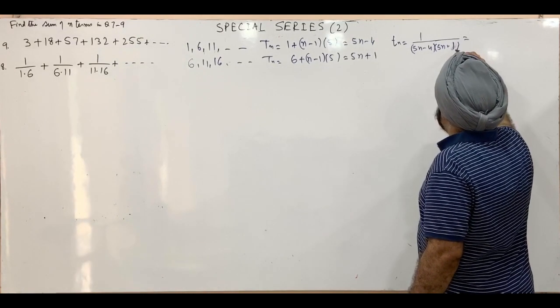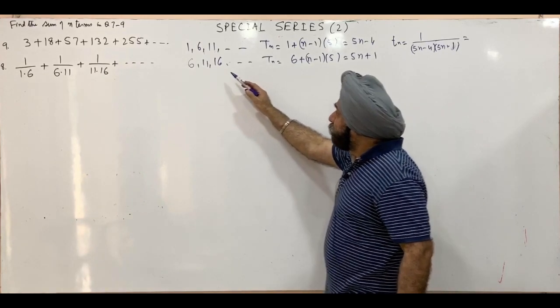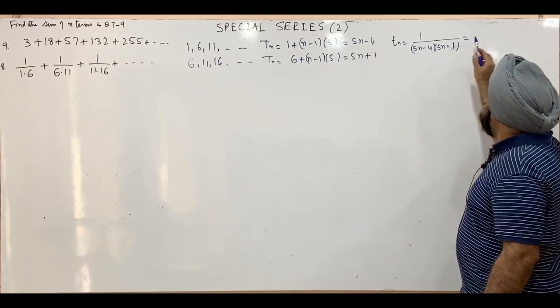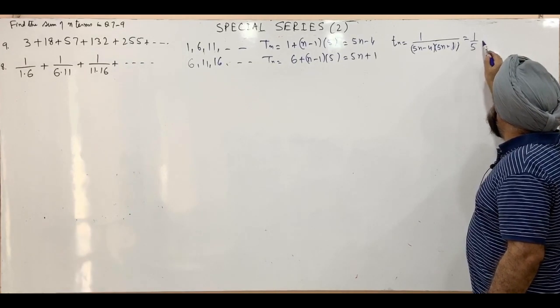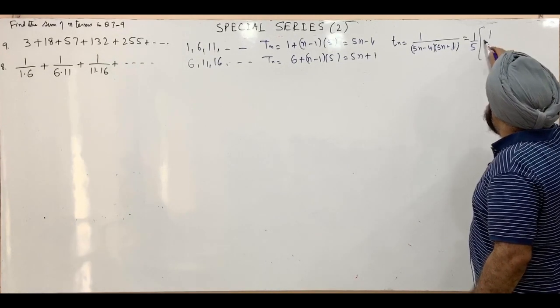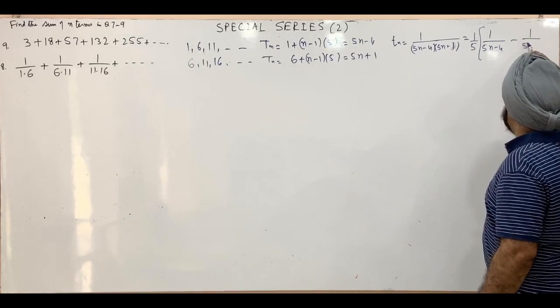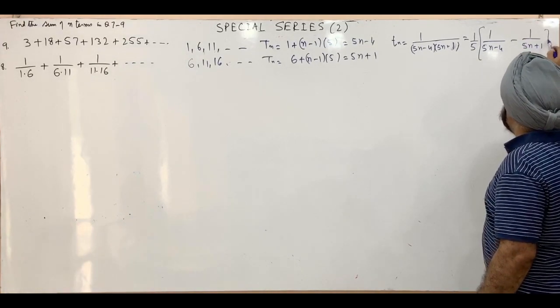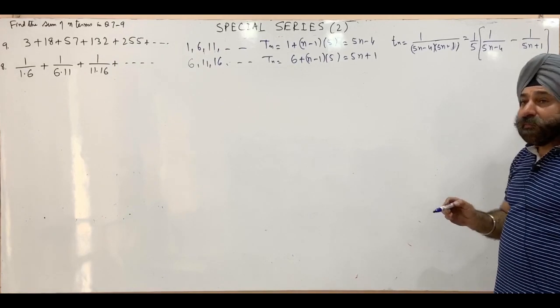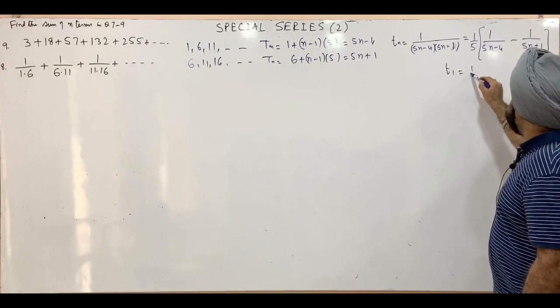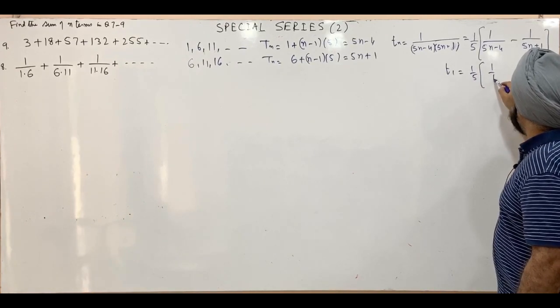And how do we split up? Now the common difference here is 5, same as the coefficient of n here, so we write 1 by 5 here into 1 by 5n minus 4 minus 1 by 5n plus 1. This is the nth term. Now we write the first term. For that we put n is equal to 1.